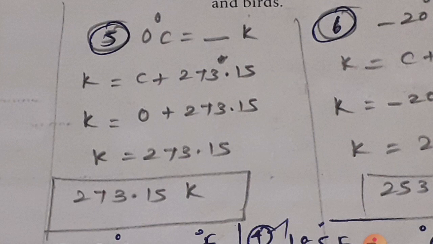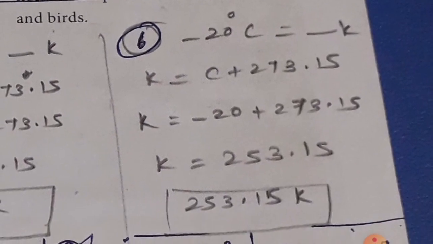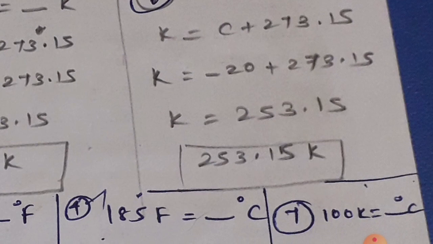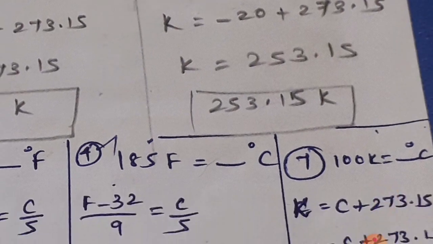Fine. So today I will give you 5 problems, children. See the 6th problem, children. Minus 20 degree Celsius is equal to dash Kelvin. Kelvin means you write only the Kelvin formula. Write the formula and substitute the value: C is minus 20, plus 273.15. So 273 minus 20, how much? 253. Which one is the highest number? 273, so it will be positive. So 253.15. So you write the final answer: 253.15 Kelvin. That's all. This is clear to you children?